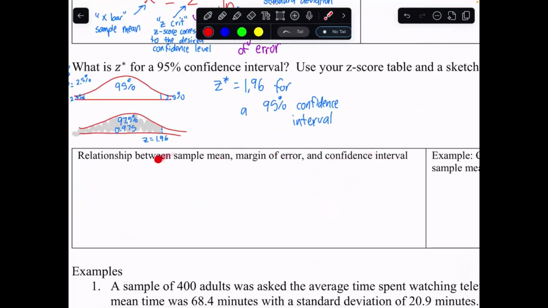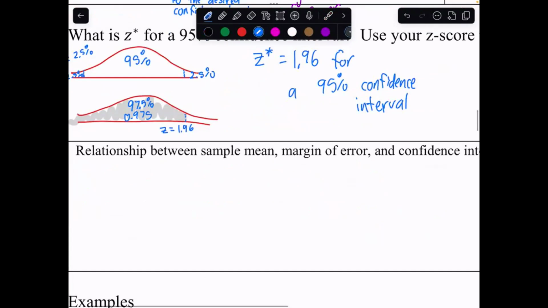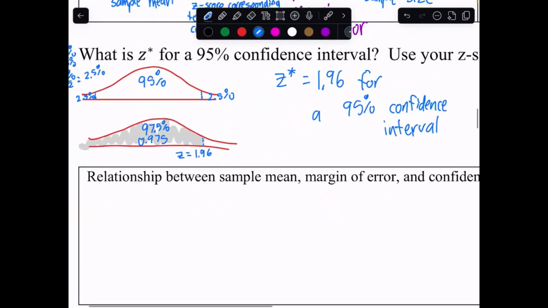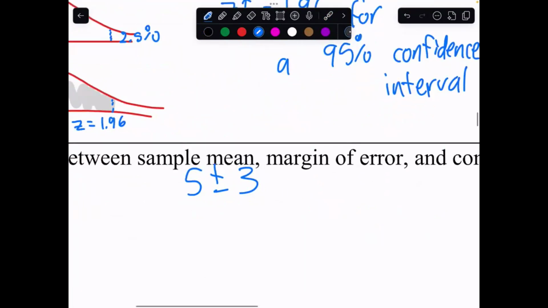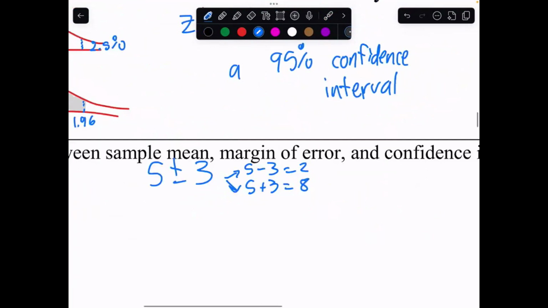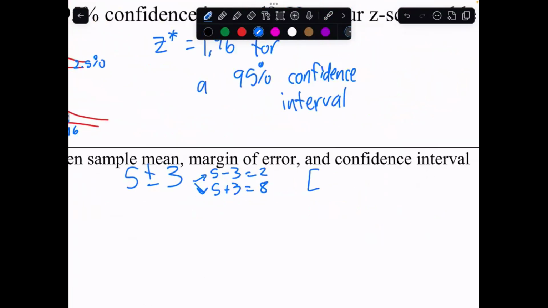Okay, so now we need to understand the relationship between sample mean, margin of error, and the confidence interval. Again, let's say that you had something like 5 plus or minus 3. If you did 5 minus 3, that would be 2. On the other hand, if you did 5 plus 3, that would be 8. So the confidence interval you would write as bracket 2 comma 8 bracket. We know from interval notation that this means that it can be anywhere between 2 and 8, including 2 and 8.